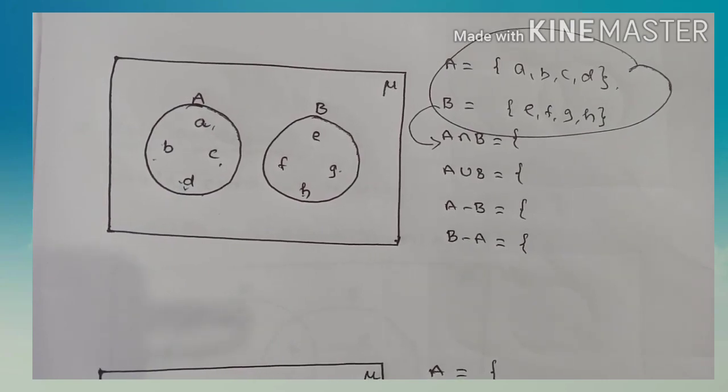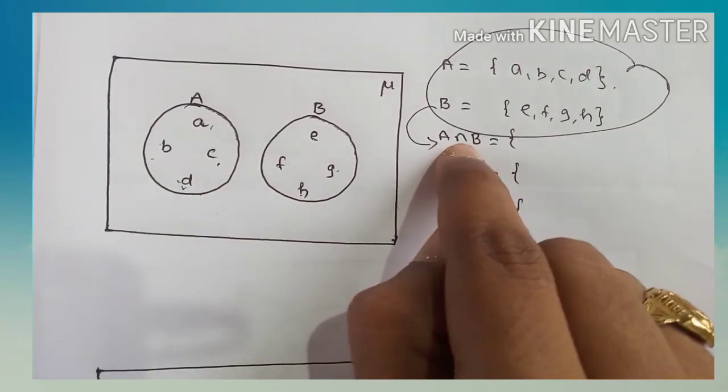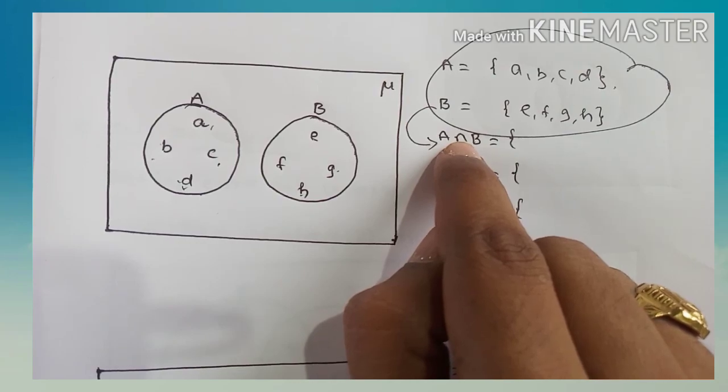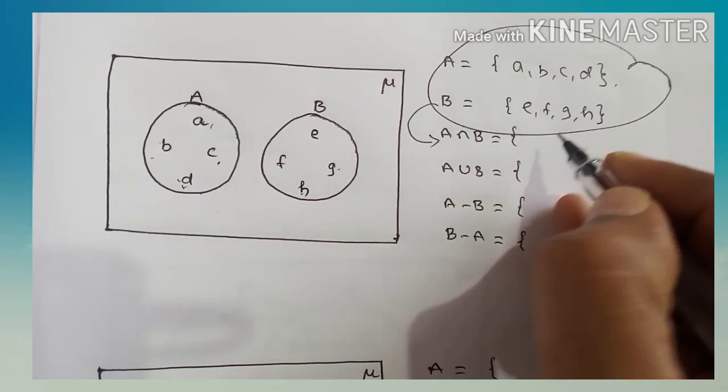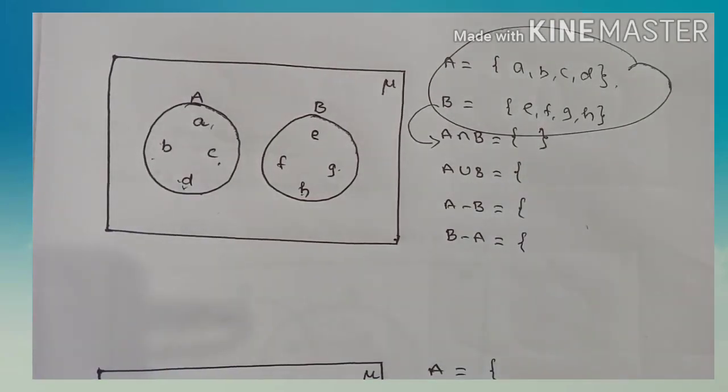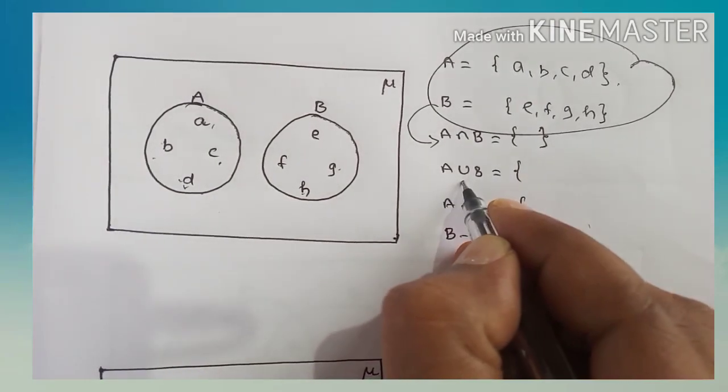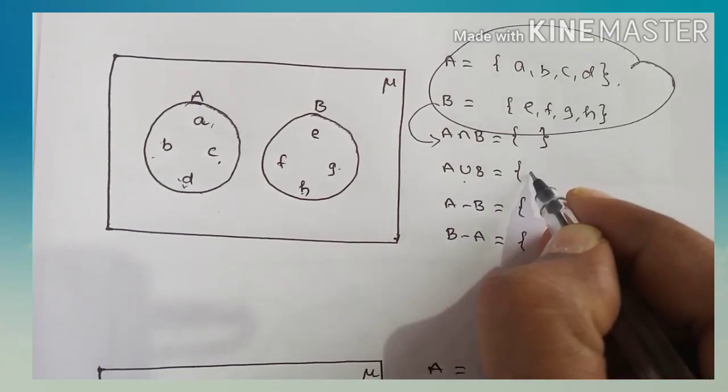Okay students, now A intersection B means common elements. Is there any common element between these two sets? No. So we have to write the empty set here. A union B, same concept. Union means all elements.